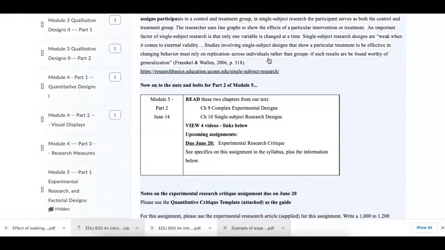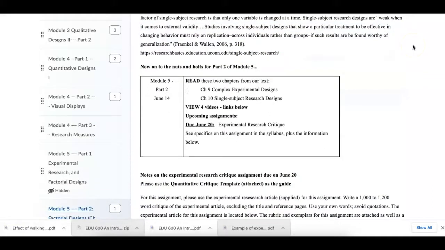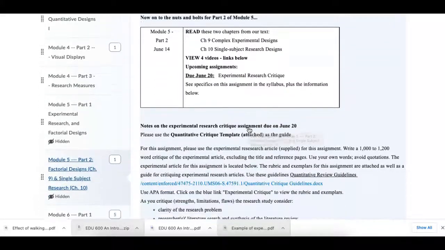So take a look at that. There's some information on here specifically on single subject. So what are we doing in this part? Well, we have Chapter 9 and 10. We have videos. And then I'll explain what the assignment due on June 20th is.